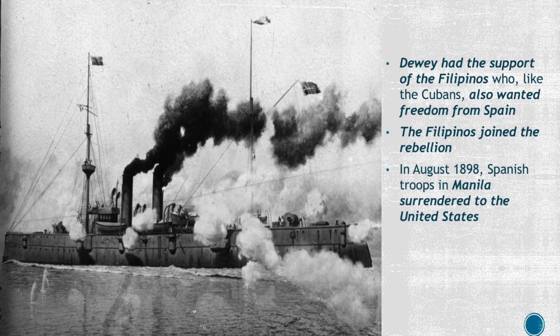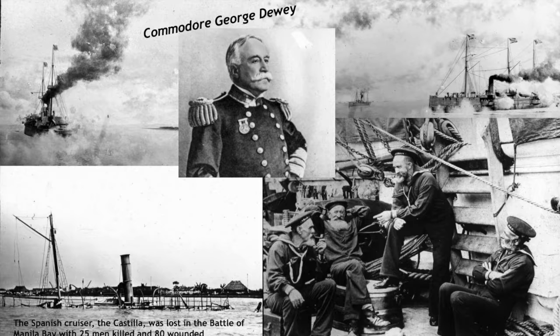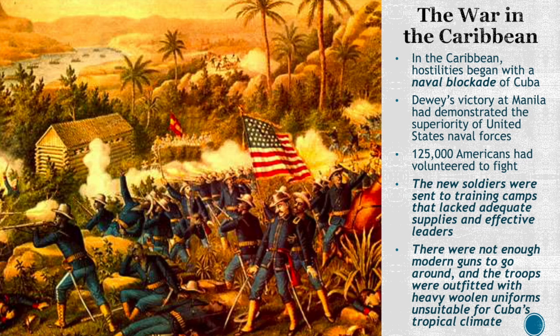The Filipinos joined the rebellion, and in August 1898, Spanish troops in Manila, I'm not sure if I'm saying that correctly, surrendered to the United States. So here's Commodore George Dewey, and this is a Spanish cruiser that was lost in the battle. 25 men were killed on it, and 80 were wounded. So here we are, American ships destroying the Spanish ships. Here's some American sailors. It's pretty cool that they got pictures from back then.